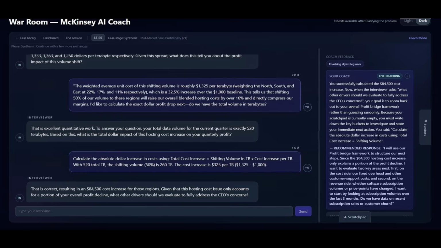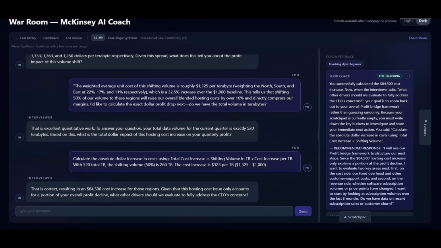So this is where we come back to a profit bridge framework to structure our next steps. And our coach here tells us exactly what we should be thinking. Since the $84,500 hosting cost increase only explains a portion of the decline, we need to evaluate 2 key areas. On the cost side, our fixed costs, and second, on the revenue side, our software subscription volumes or any other price points that have changed.